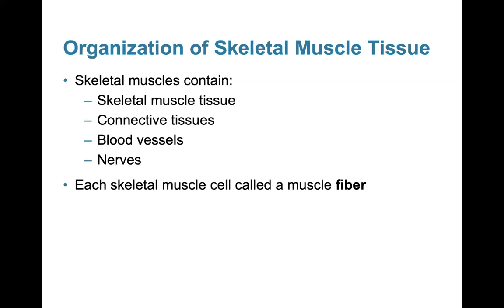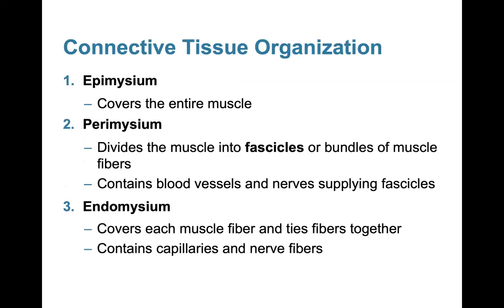So when we look at the organization of skeletal muscle tissue, the skeletal muscle is going to contain skeletal muscle tissue, connective tissues, blood vessels, and nerves. Each skeletal muscle cell is called a muscle fiber, and the difference in the terminology here is because a muscle fiber is actually going to be made up of hundreds of cells that have fused together. So it's not just one cell, but it appears to be one cell, but it's hundreds of cells that have fused together.